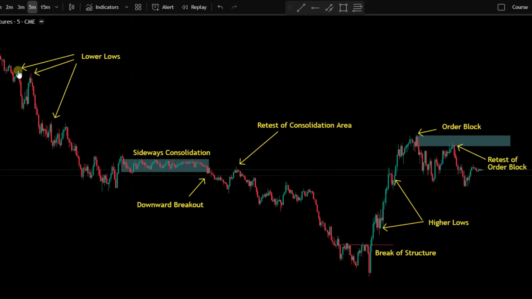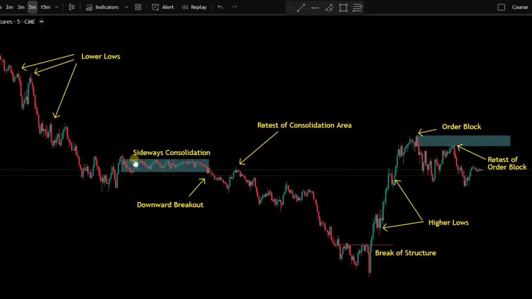We have a series of lower highs. So this high is lower than this high, and this high is lower than the previous high, which is a clear indication of a downtrend, as well as lower lows. So this low is lower than this low, which is lower than this low, and so on and so on, until we get here, and then we start creating a sideways consolidation.